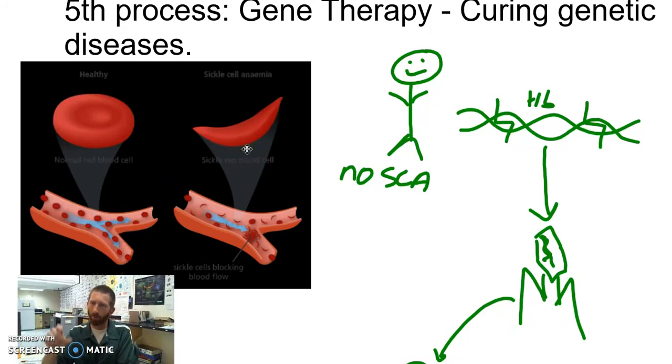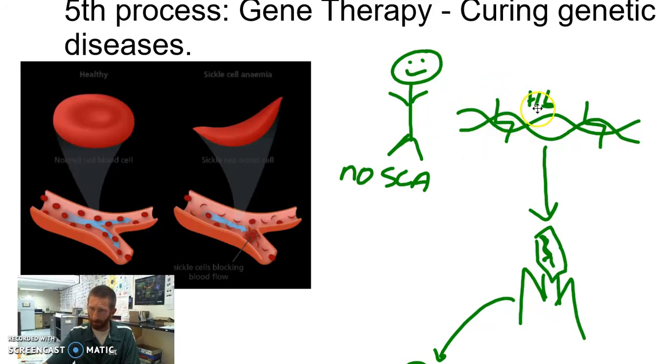But if you have a certain mutation to the gene that makes hemoglobin, which is the main protein in your blood cells, then all of a sudden your red blood cells turn into this kind of sickle shape, and they don't flow through your blood vessels very well. They get clogged, and then they cause all sorts of troubles. Okay, so here's the idea behind gene therapy. We have a person who has no sickle cell anemia. They have a fully functioning hemoglobin gene.